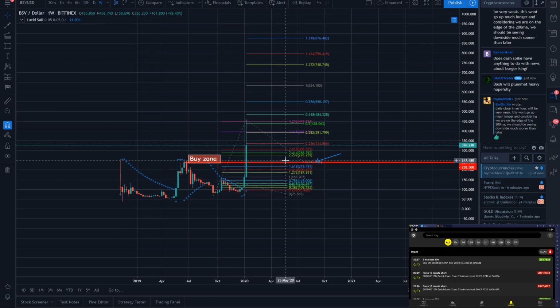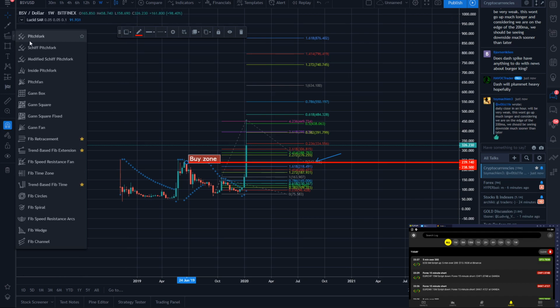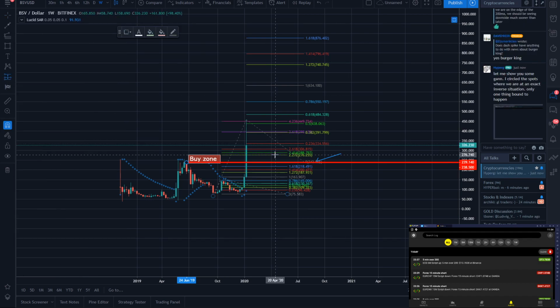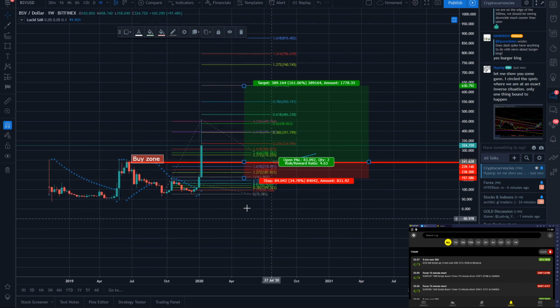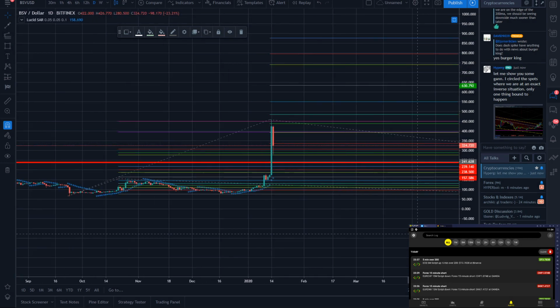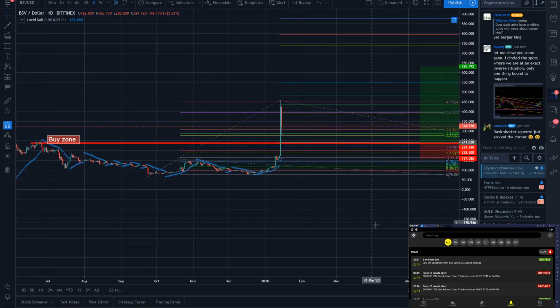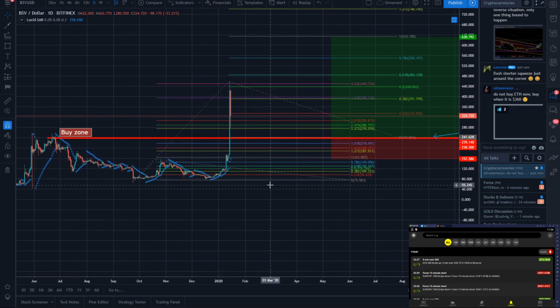So let's put a long here. Where's the long? Okay, long, and your target is right there, 160. And let's see on the daily. So where is your stop loss?